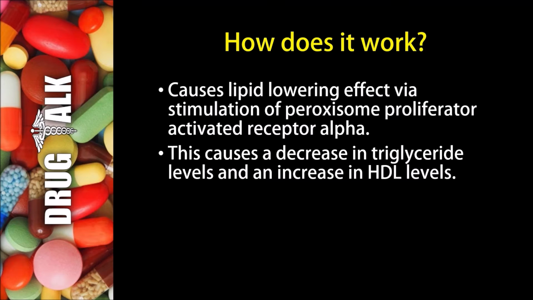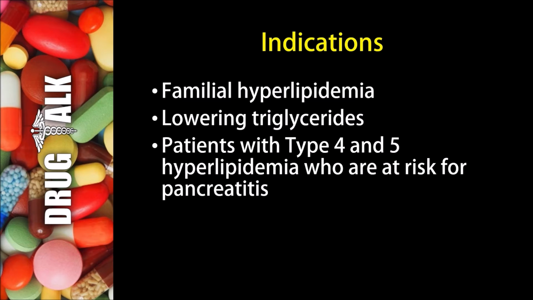Well, it causes its lipid-lowering effects via stimulation of the peroxisome proliferator activated receptor alpha. This causes a decrease in triglyceride levels and an increase in HDL levels. Now, in terms of indications or reasons we would prescribe this medication to a patient, we often see it used in familial hyperlipidemia. It can be used to lower triglycerides. We also see it in patients with type 4 and 5 hyperlipidemia who are at risk of pancreatitis.